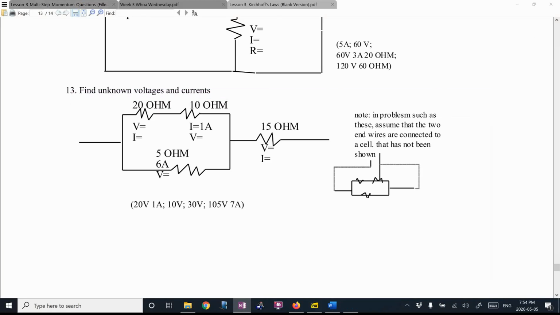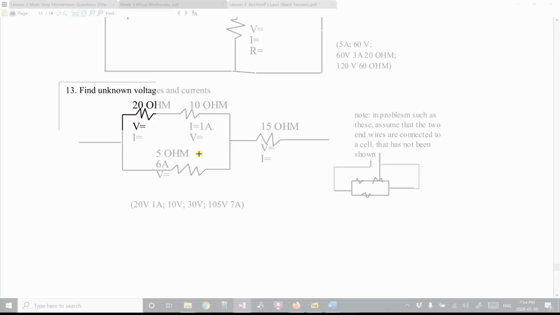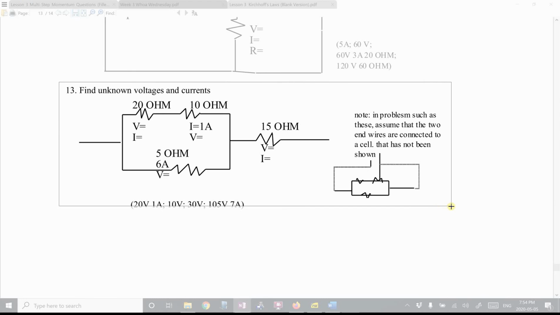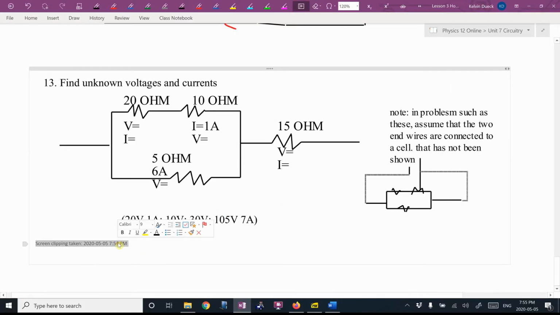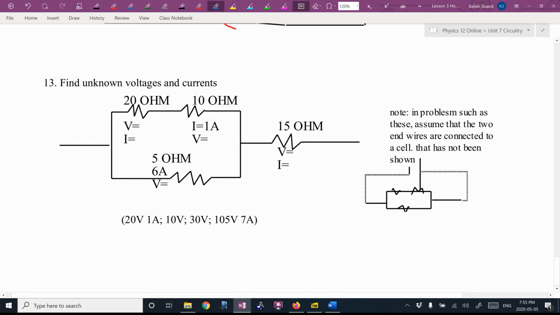Number 13. Don't remember if I assigned number 13. I might have skipped this, but that's okay. I can handle this. So it says, in problems such as these, assume that the two end wires are connected to a battery that hasn't been shown. So I'm going to assume that the battery is over on the left and that downhill is this way. It doesn't matter which way you let be downhill as long as you're consistent.